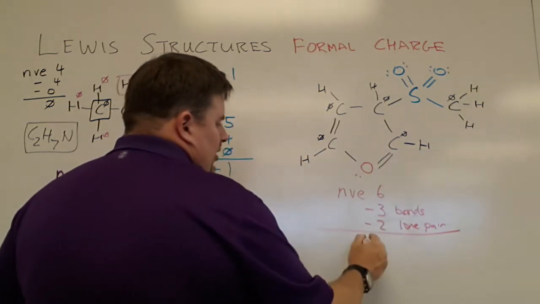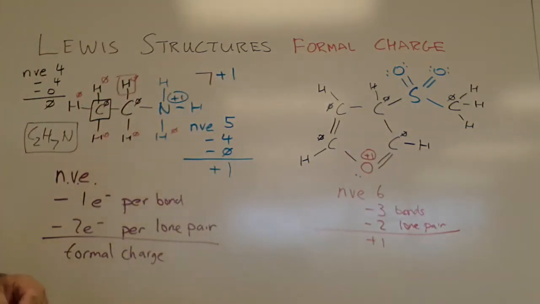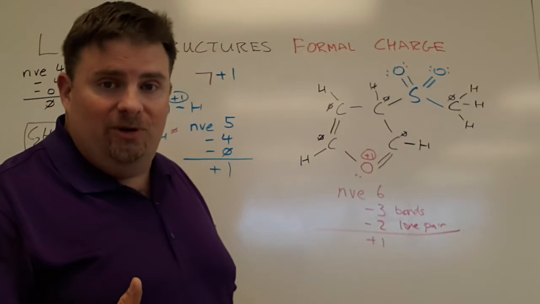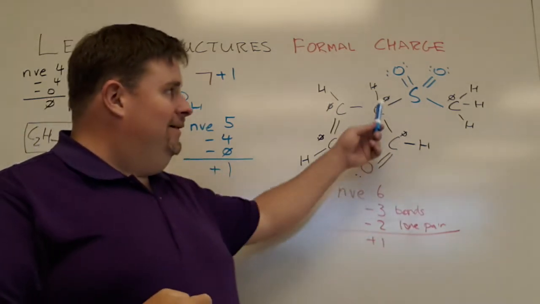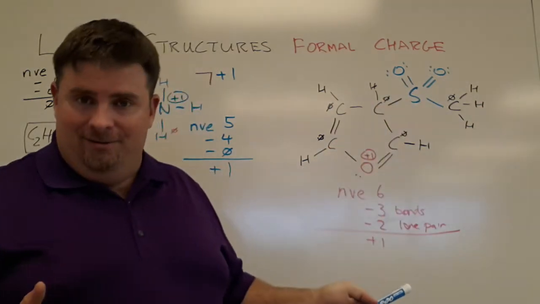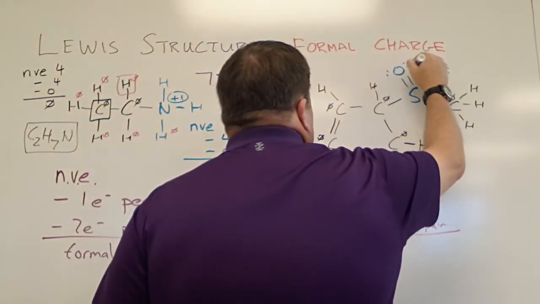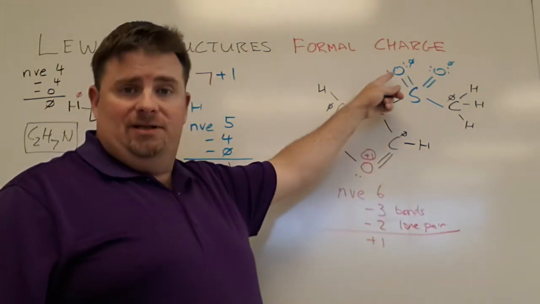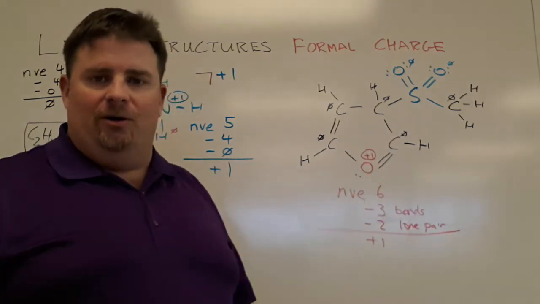So as a result, my overall charge on this thing is a +1 for that oxygen. What about those two oxygens that are up top? How many dots does oxygen normally have? It's got 2. So, 2 bonds for each. Is that going to be neutral? Yes, it is. So both of these are going to be neutral, 0 and 0. If you doubt me, do the calculation. Normal valence electrons is 6, minus 2 for bonds, minus 4 for lone pairs. 6 minus 6 is 0.